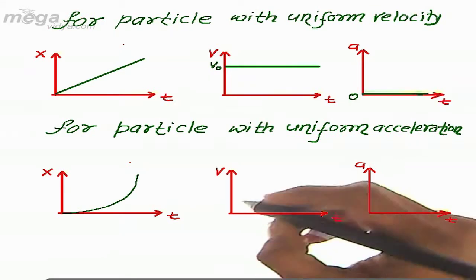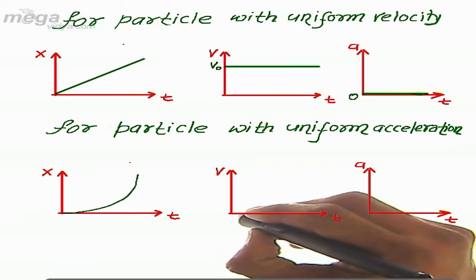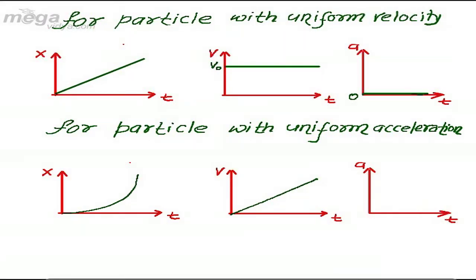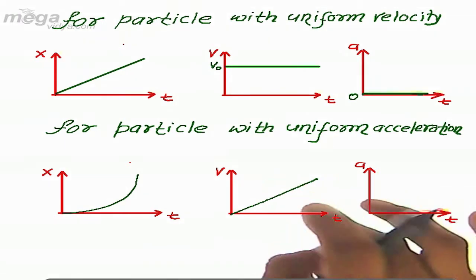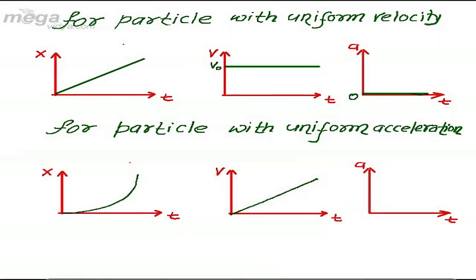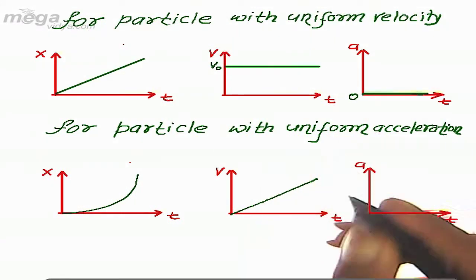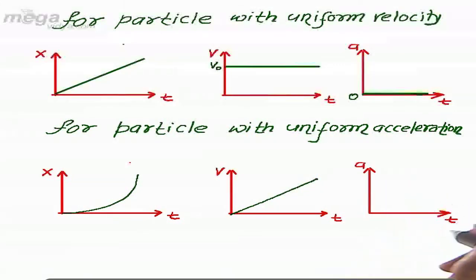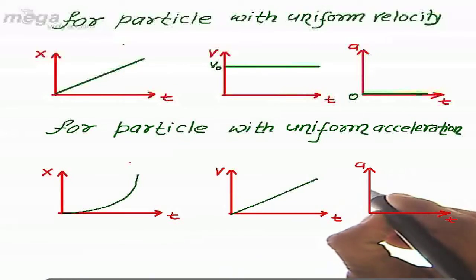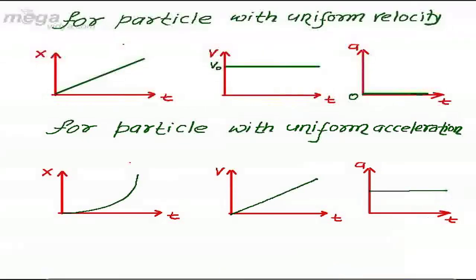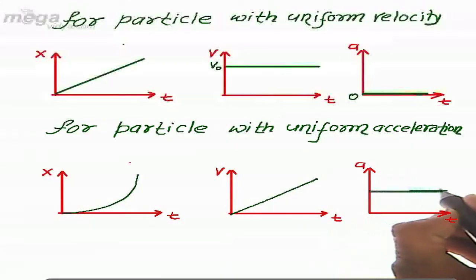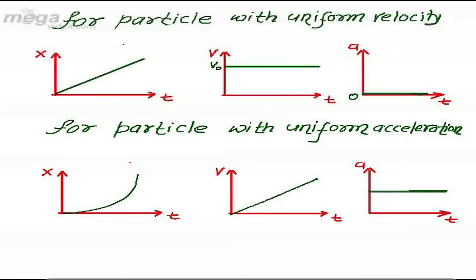If we talk about velocity time curve, then no doubt this curve will be a straight line making some angle with the time axis, because slope of velocity time curve gives us the acceleration and acceleration is constant here. If we draw acceleration versus time graph, then this acceleration for the given particle will be uniform, means a straight line parallel to the time axis.